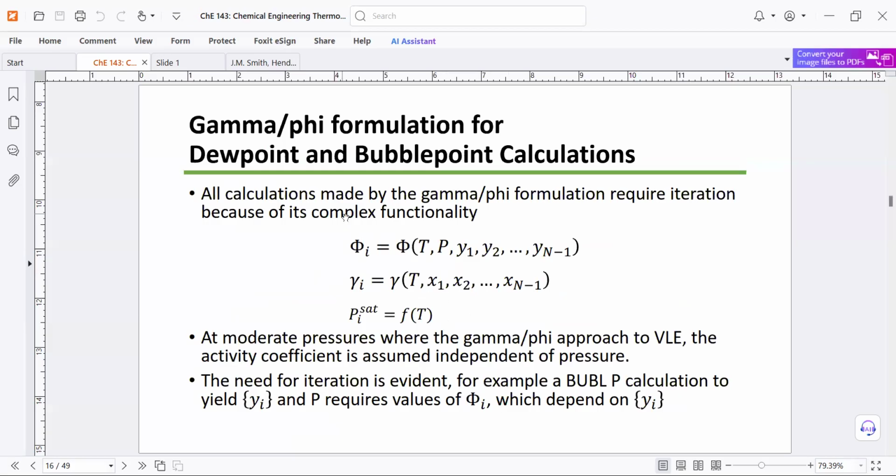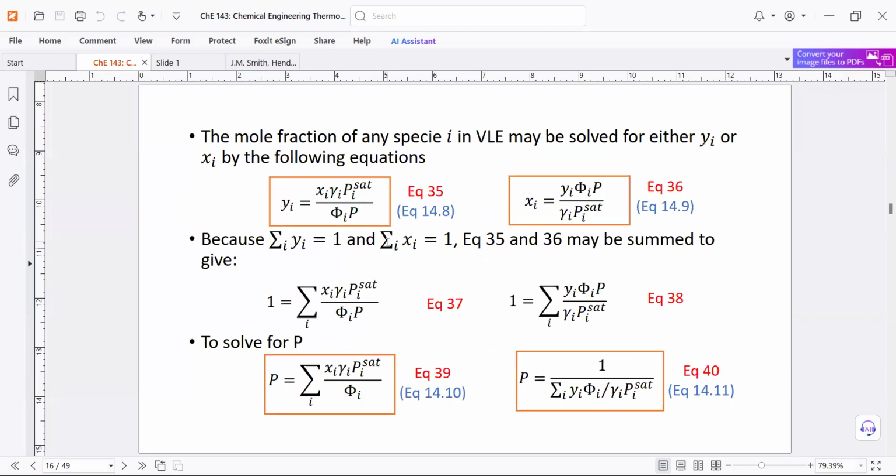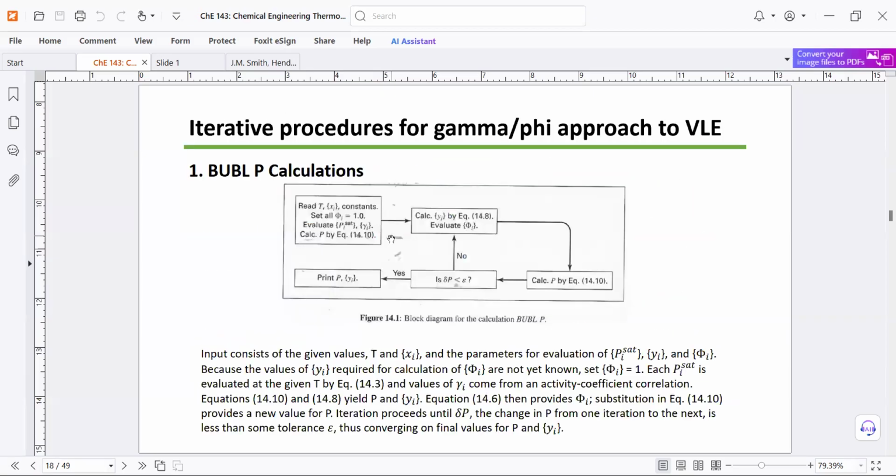Next, we also used the gamma phi formulation for dew point and bubble point calculation. Remember in lecture 6, we did bubble point and dew point calculations using Raoult's and modified Raoult's law. Here, we also did dew point and bubble point calculations, but using the gamma phi formulation. And all of the calculations are iterative.